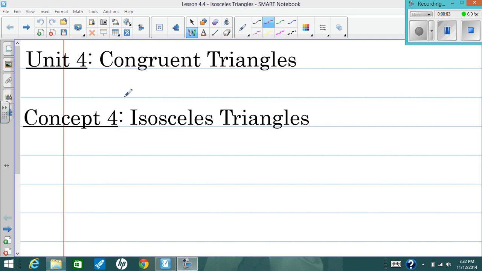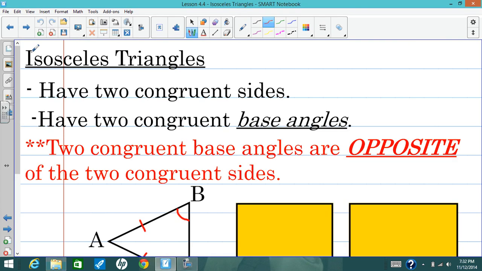Hey y'all, we're here to talk about concept 4. We're going to talk about one of our triangle classifications in a little bit more depth when we talk about isosceles triangles. So remember, we classified a triangle as isosceles if it had two congruent sides, two sides with the same length.